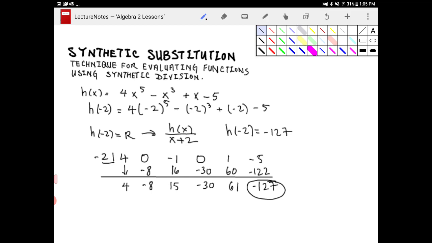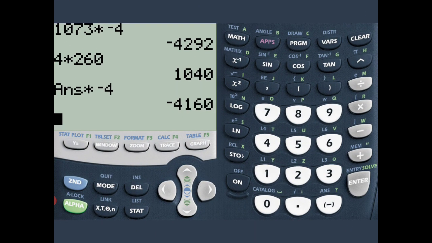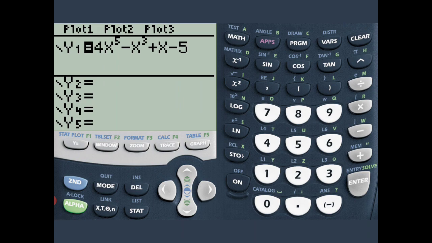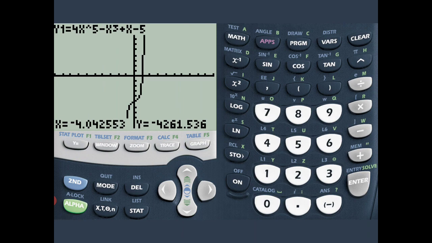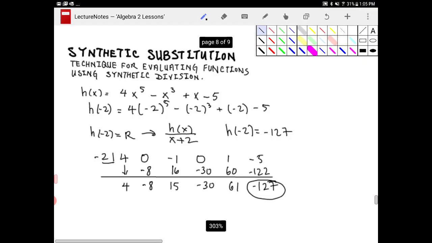You're absolutely right. And just to confirm this, I already have this function graphed in the graphing calculator, which is right here. That's the function there. I press trace and pop in -2, and that's exactly -127. All right, let's take a look at another example.